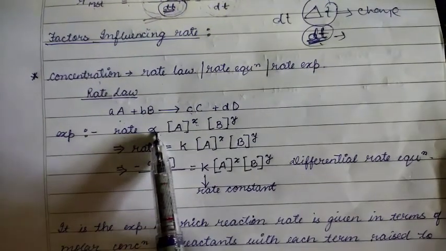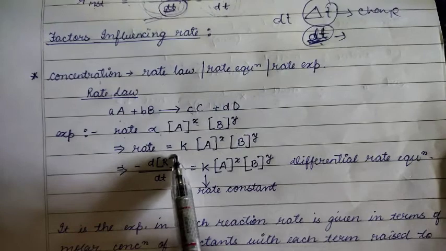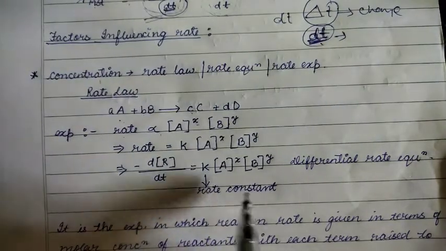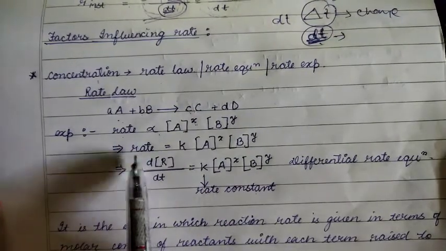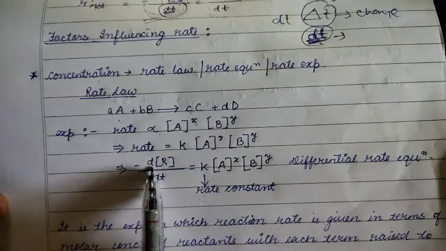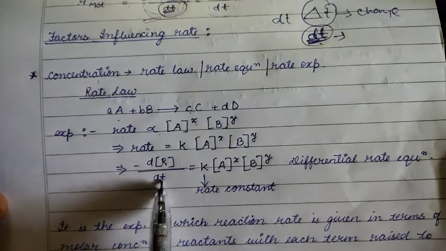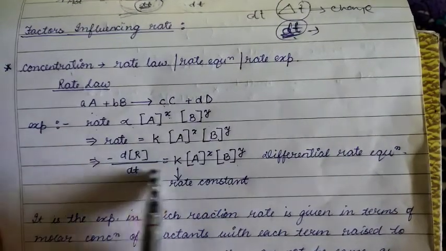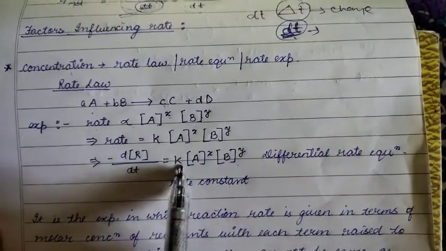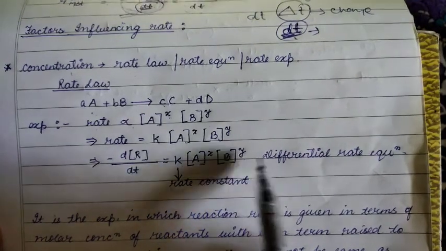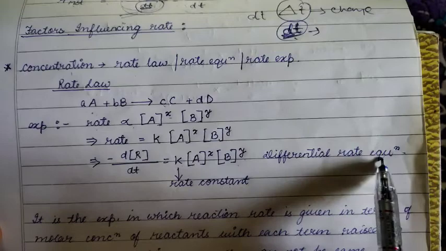So this proportionality sign will be removed by using a constant term, that is K, which is known as the rate constant. And as you know, you can put one more thing here. In place of rate, you can put differential of R in terms of dt. Clear? So here this is the same thing, and this equation, rate equal to K concentration of A to the power X concentration of B to the power Y, is known as the differential rate equation.